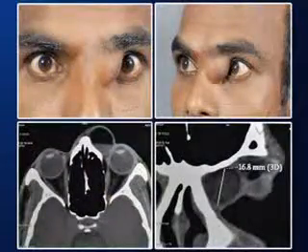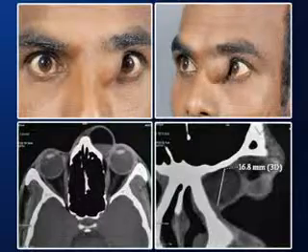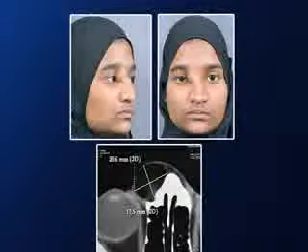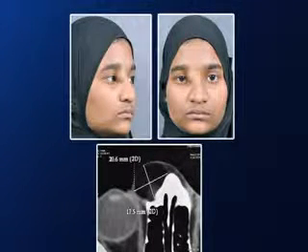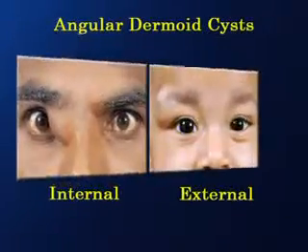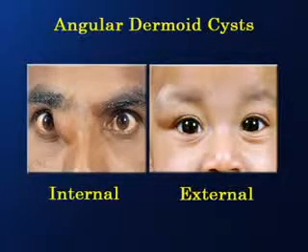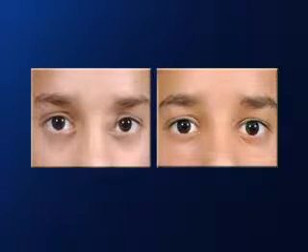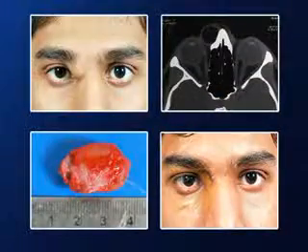Angular dermoid cysts are benign, slow-growing neoplasms that result from entrapped ectoderm at the site of embryological bony fusion. They are usually diagnosed in childhood and are common in the periorbital region as an internal or external angular dermoid. The gold standard for the treatment of periorbital dermoids has been open surgical excision via a skin incision.